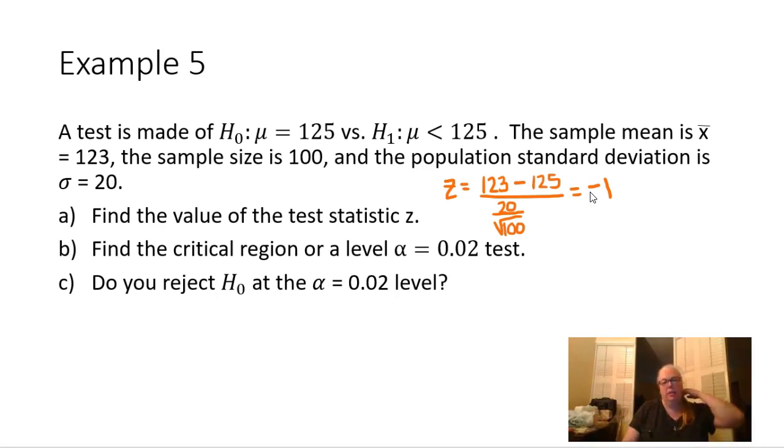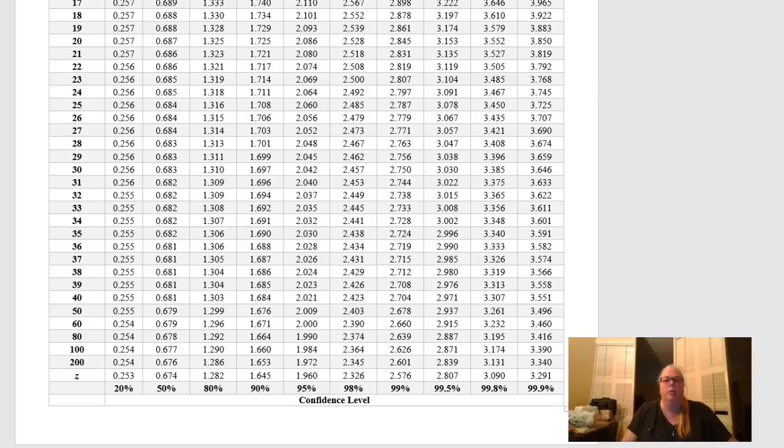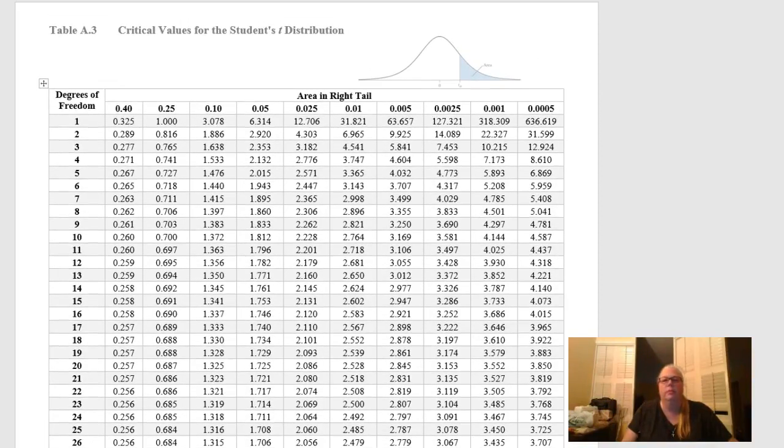Okay, B, asking us to find the critical region for an alpha level of 0.02. Now, this time we're doing a left-tailed test. So if we draw a picture of this, left-tailed means I'm looking for this number right here so that the area to the left of it is 0.02. And I can find this on the Z line from table A3. So let's pull up table A3. 0.02.